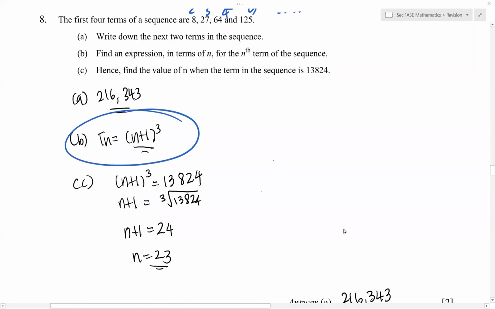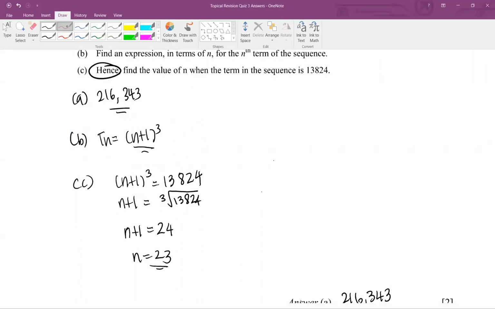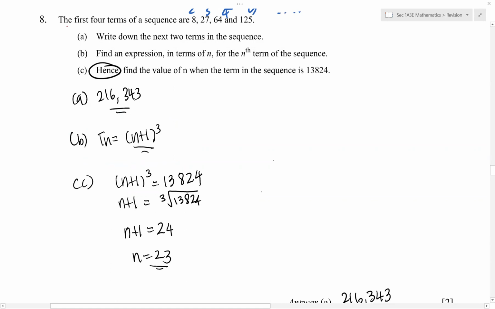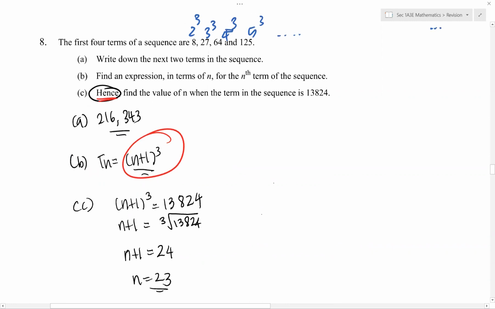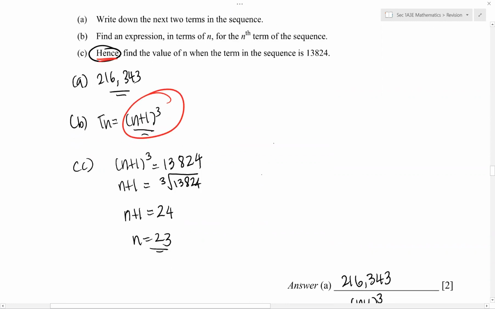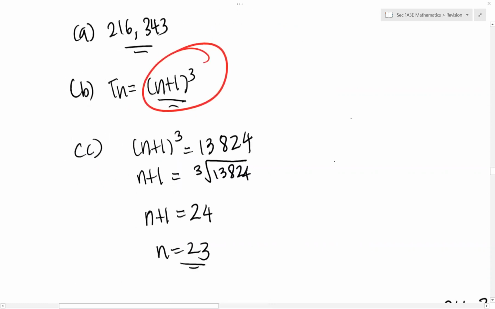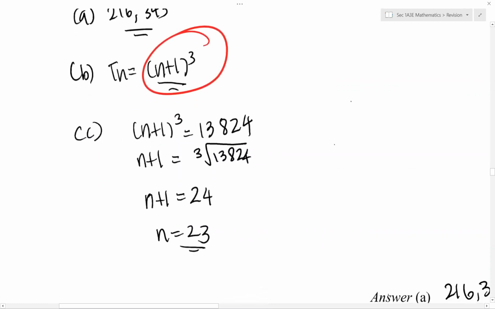Okay, when I say hence, the keyword hence means that you have to use the answer from the previous part. Any other method is not accepted. So use the answer in part B, which we found was (n plus 1) divided by 3, cubed. Set that equal to 13824. Okay, so find the value of n.